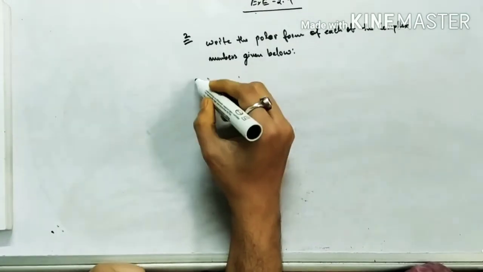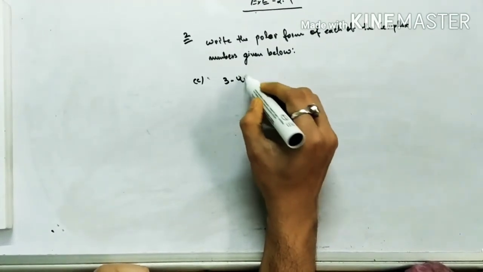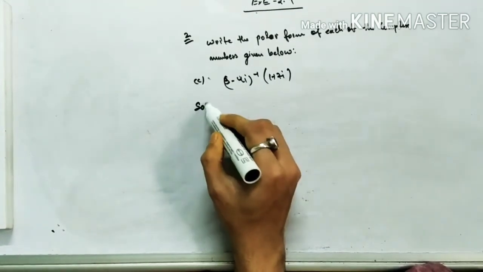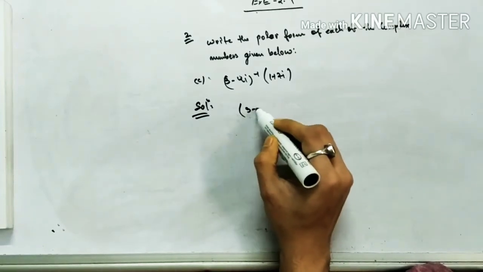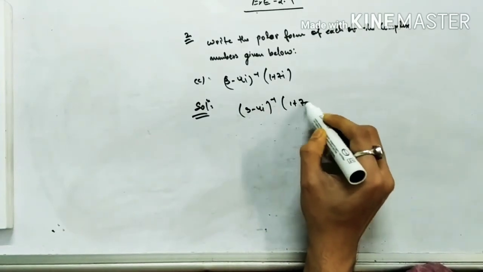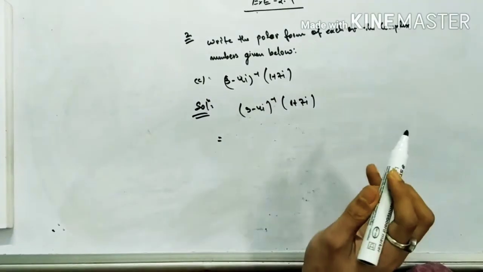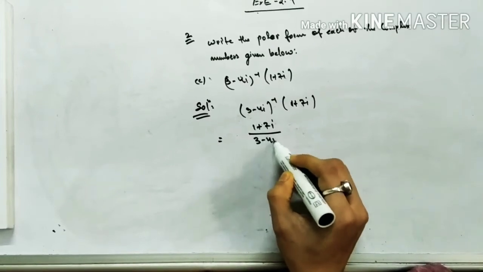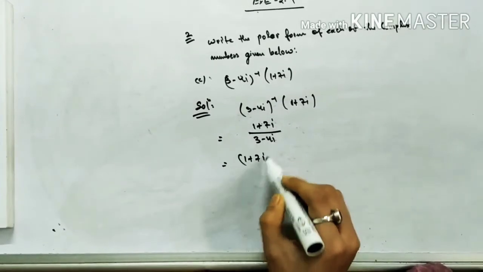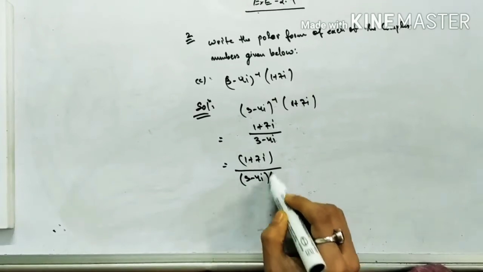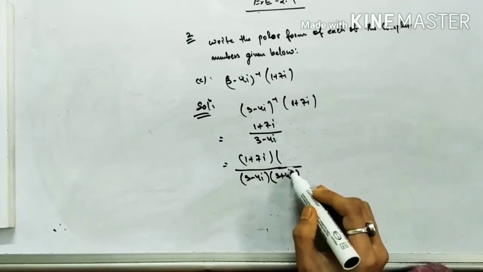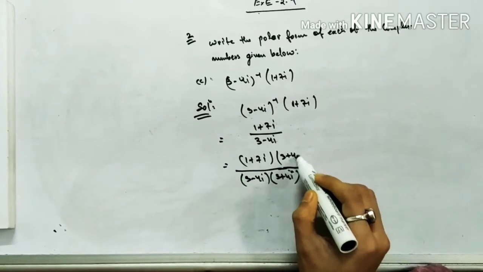Okay, next again, you see number C: (3 minus 4i) to the power minus 1, (1 plus 7i). So here, the solution. First of all let me solve it a little bit. 1 plus 7i by 3 minus 4i, multiplied by 3 plus 4i by 3 plus 4i.